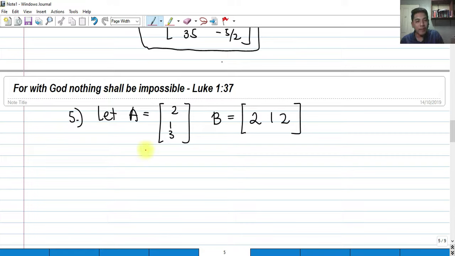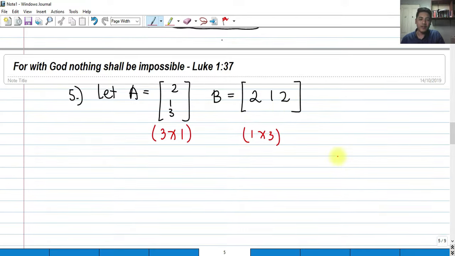So we have matrix A. What is the size or the dimension of the matrix A? We have 3 rows and 1 column. For the matrix B, we have 1 row and 3 columns. 1 row, 1, 2, 3 columns. Right? Here is the thing.